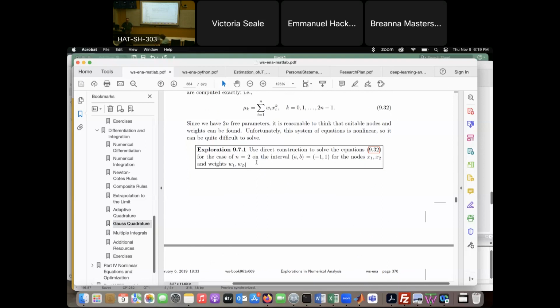Get your calculator or MATLAB or whatever. But yes, the homework you do for this section is direct construction for the case of n equals 2, and you can use the table of Gauss Quadrature nodes and weights to see what you're supposed to get. But I will look at your work, so you can't just do a bunch of algebra to write the answer. And then the one about error analysis.